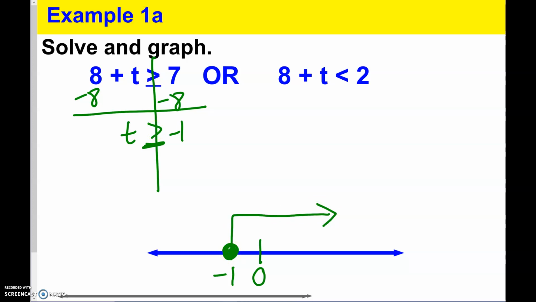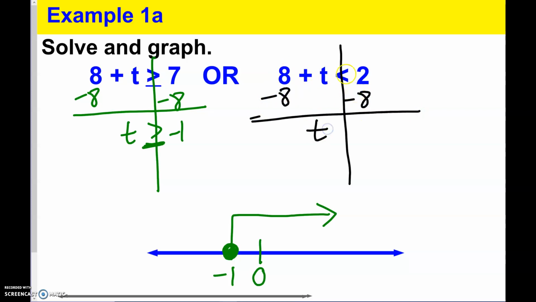All right, and then in the second problem, I draw my line down, and again, I have an 8 by the t, so I'm going to subtract 8 from both sides. T, now do not flip your sign because all we did was subtract. We only flip when you multiply and divide. And 2 minus 8 is going to be a -6. Use your calculator so you get that integer correct. Any number less than -6.